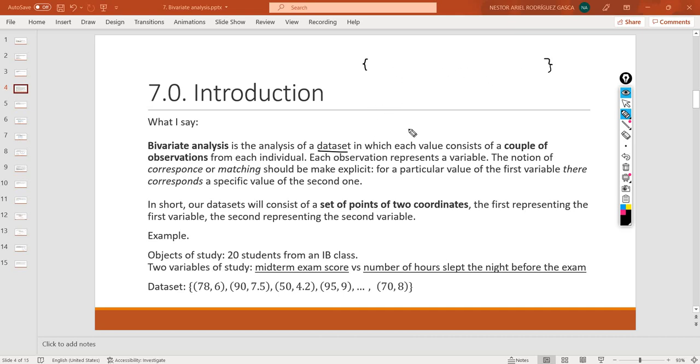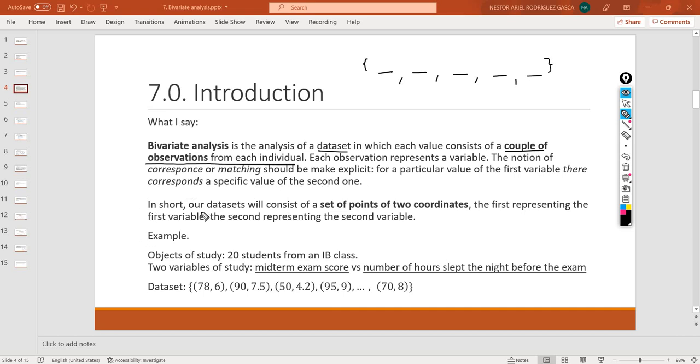What type of data does it have? Let's read. It is the analysis of a data set in which each of these values, let's imagine that we have 5 values in my data set, each value consists of a couple of observations from each individual. Each observation represents a variable, and the notion of correspondence or matching should be made explicit. For a particular value of the first variable, there corresponds a specific value of the second one.